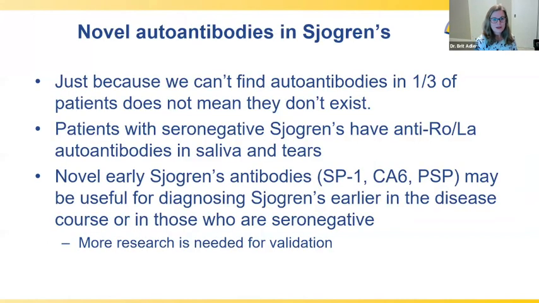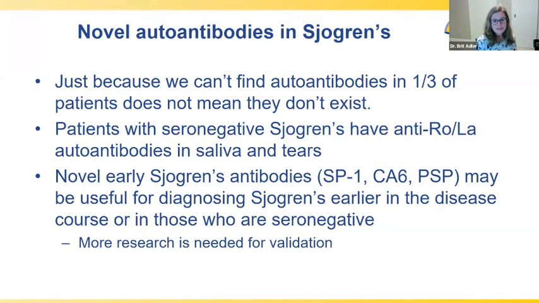And then there's a lot of research into discovering novel autoantibodies in Sjögren's. About a third of patients with Sjögren's are seronegative, meaning they don't have Ro and La antibodies, and we can't find any antibodies. Just because they don't have antibodies doesn't mean that those antibodies don't exist. There have been studies of seronegative Sjögren's patients, and even though they don't have Ro and La antibodies in their blood, you can actually identify Ro and La autoantibodies in their saliva and their tears.